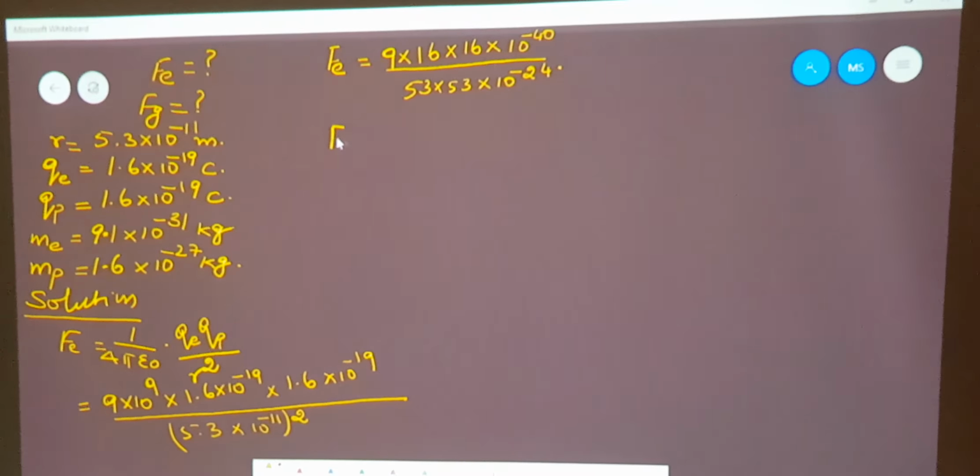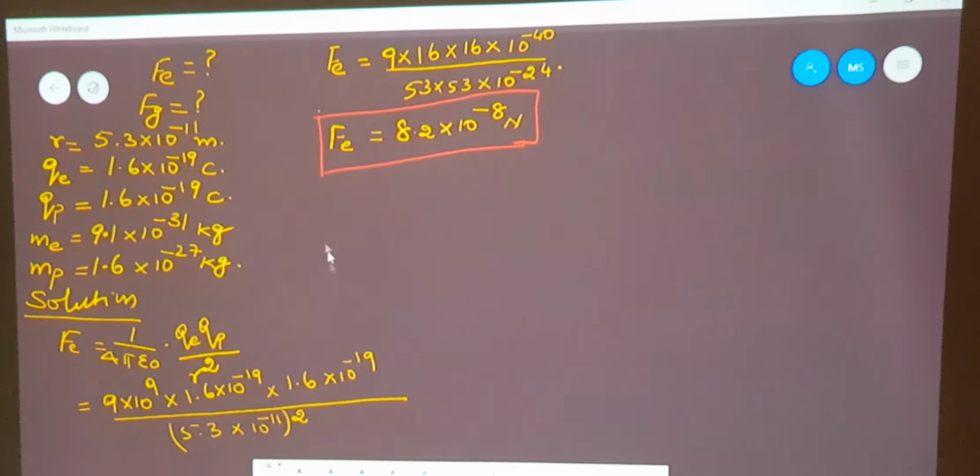Simplify and calculate, you will get the answer as Fe equal to 8.2 into 10 to the power of minus 8 Newton. See, this is the answer given in your book. Since it is an example, I have not worked it out. You just confirm it by taking the logarithms.